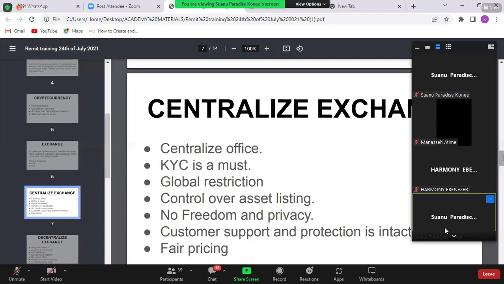Number two, Pocket. Number three, Coupon. Number four, Kraken. Number five, Pioneer Global. Number six, Binance Wars. Number seven, Coinbase. So you can see that these are all examples of a centralized exchange.